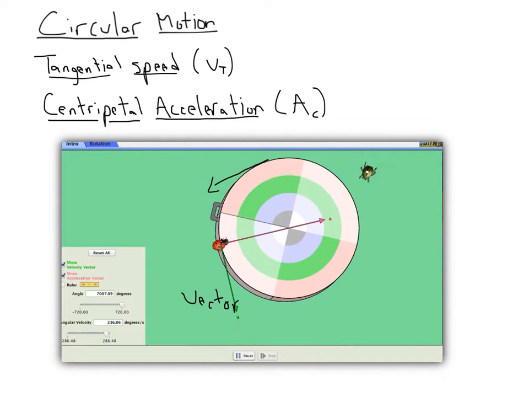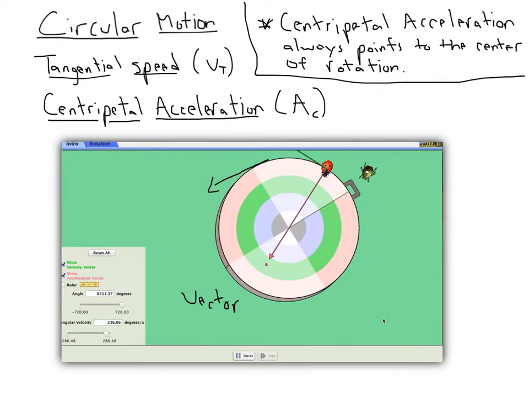A couple things about the centripetal acceleration. Notice that it's always at a 90-degree angle to the centripetal velocity, or the tangential velocity. We see they're always at a 90-degree angle to each other, which means the centripetal acceleration always points to the center of the circle. So that's very important for us mathematically when we get to the math. So I'm going to write that here: the centripetal acceleration always points to the center of rotation.